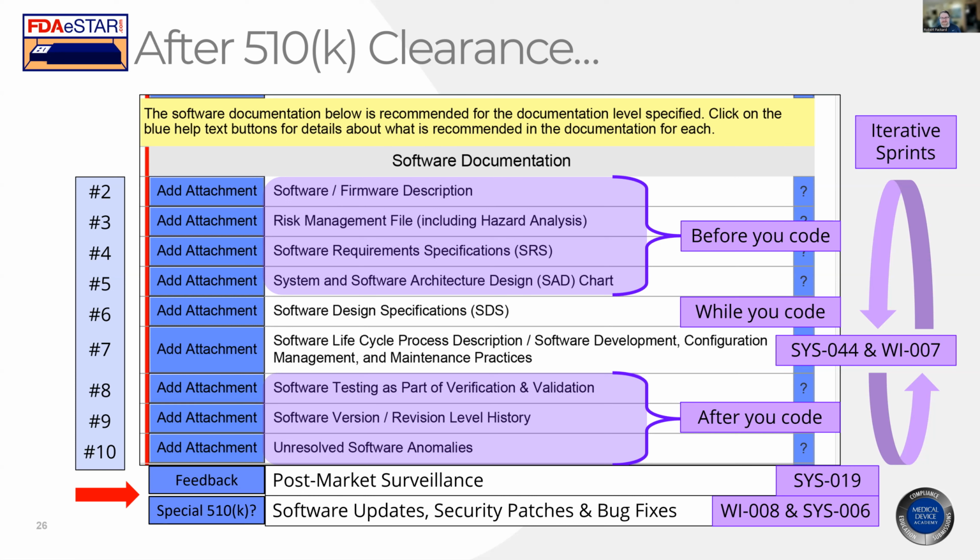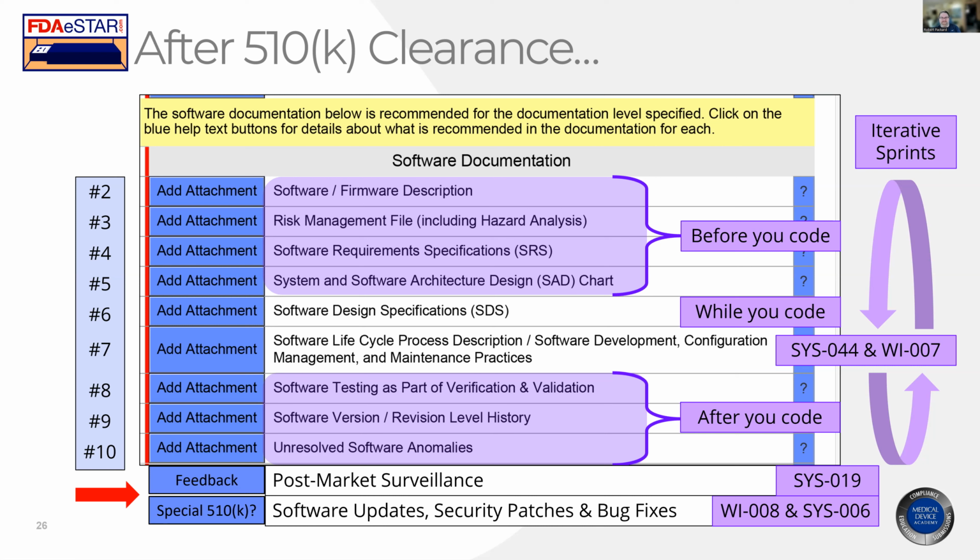Then in addition to that, you're going to have SYS 6, which is your change control procedure. Any change you need to make to your software or your labeling, that's going to require approval of that change to your design of your system. Labeling is also covered as design. And you have to make a decision, is this requiring a 510K or not?